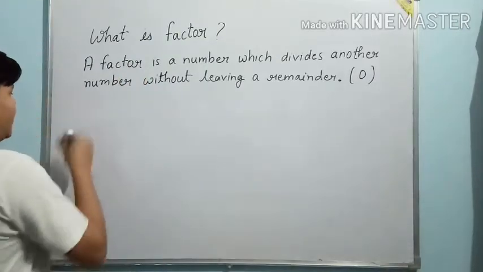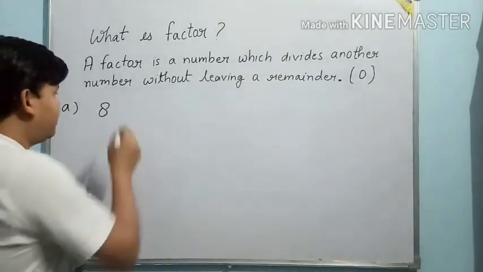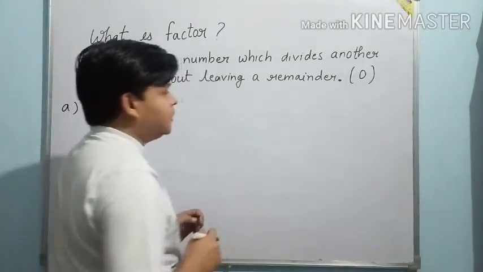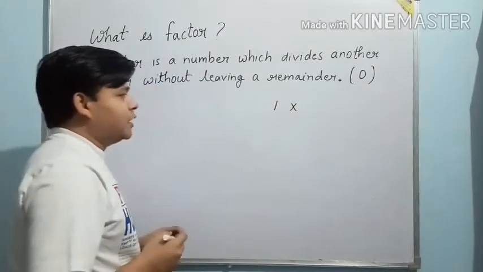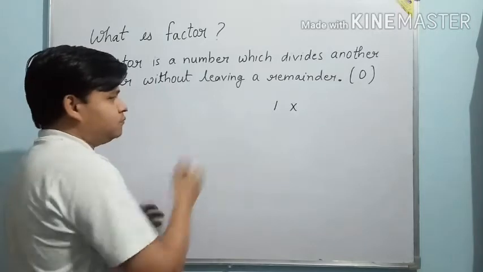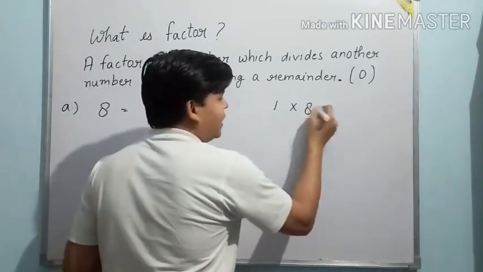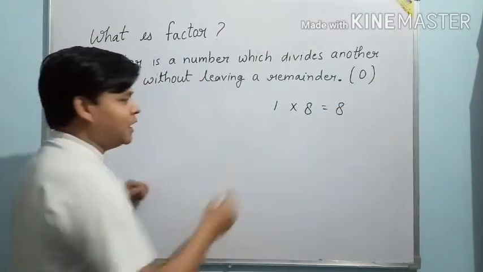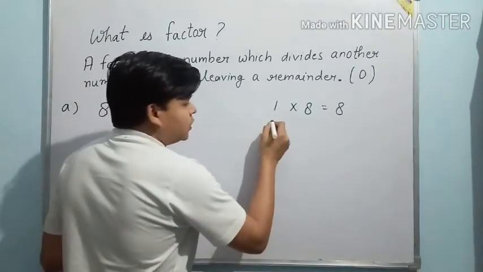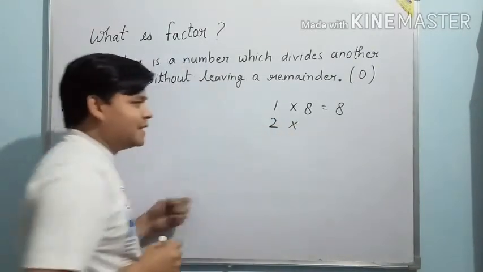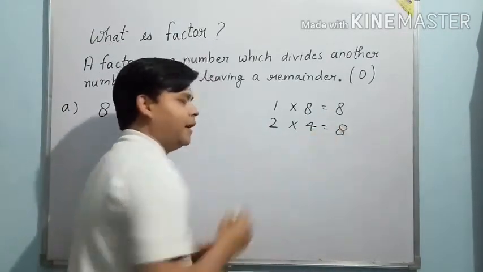Let's say I want to find out the factors of 8. How can we do that? Start with 1. In the table of 1, does 8 come? Yes, 1 times 8 is 8. Similarly, after completing 1, let's move to 2. In the table of 2, does 8 come? Yes, 2 times 4 is 8.